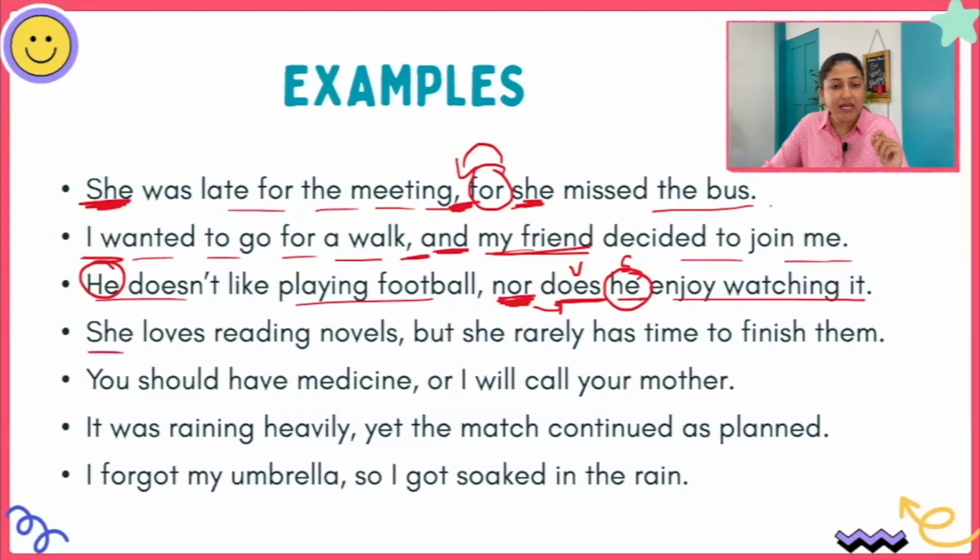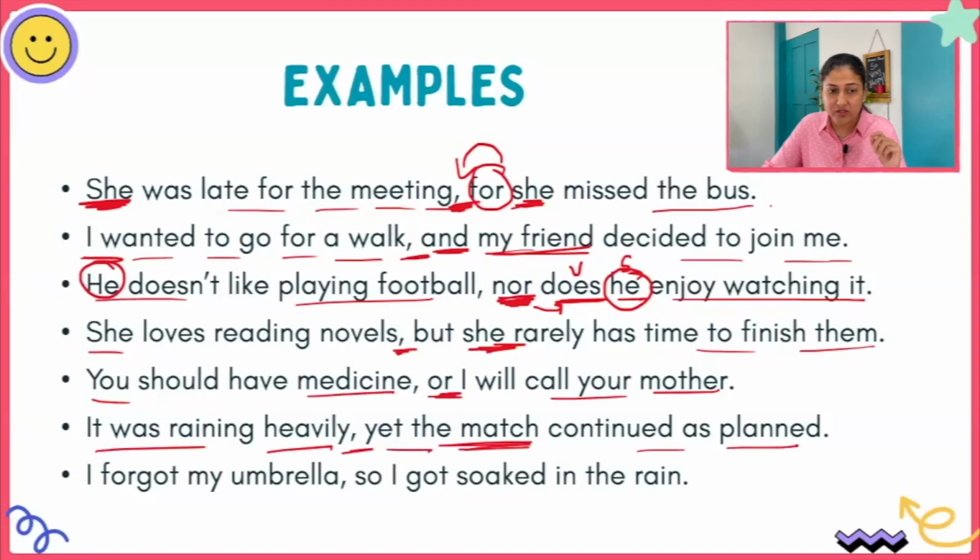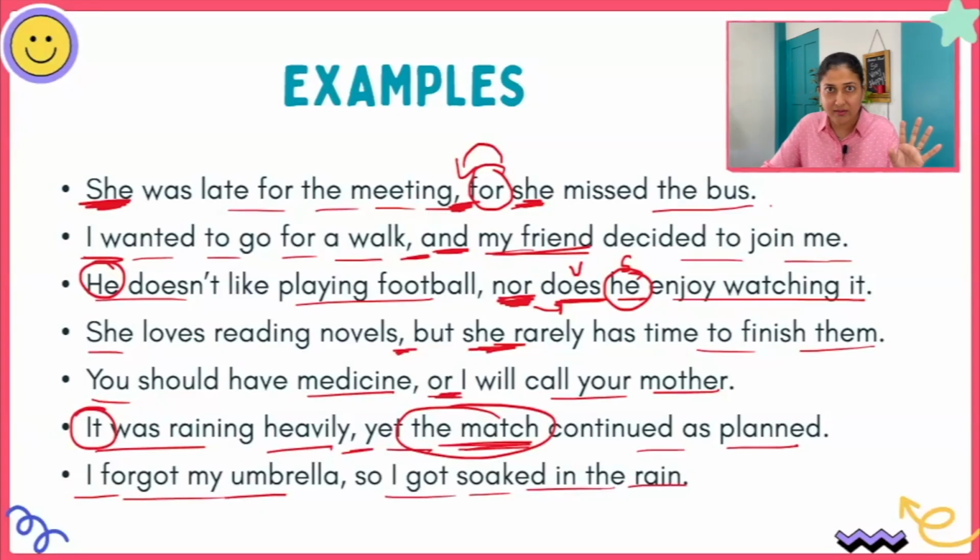Cool. She loves reading novels, comma, but she rarely has time to finish them. Okay. You should have medicine or I'll call your mother. Alternative options, what do you choose? Okay. It was raining heavily, comma, yet the match continued as planned. So, it and the match, two subjects. Cool. I forgot my umbrella, so I got soaked in the rain. Clear? The idea is clear? Now do you understand what a compound sentence is? Clear?